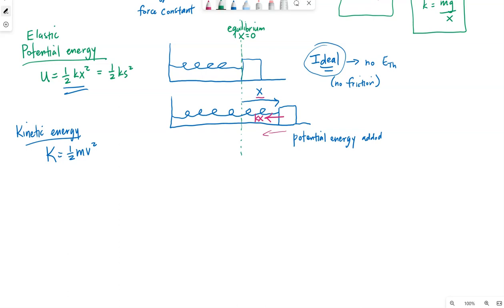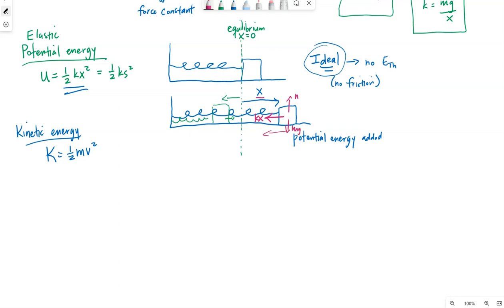Had we compressed this spring over here towards the left, the force would be to the right. And so that's what the negative sign in that force equation represents. Now, the spring force is not the only force. There's, of course, a normal force. There's a force of gravity.